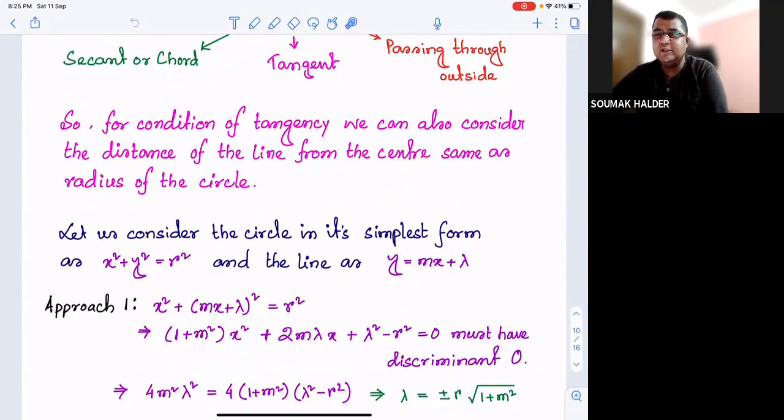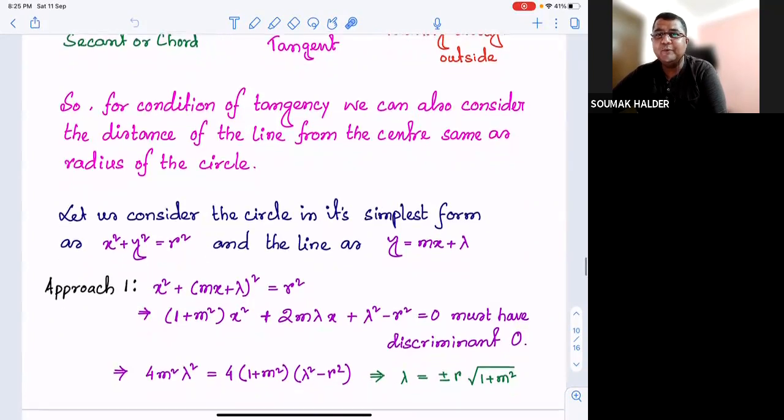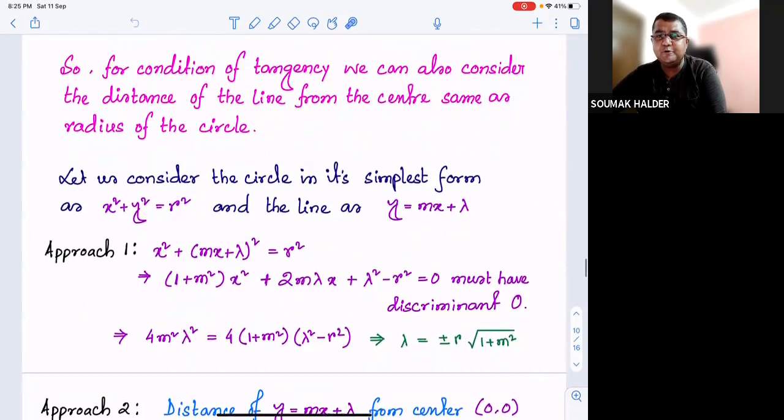So the dual condition for lambda confirms that with respect to the same slope m, we can have two possible tangents: one with constant term r into root over 1 plus m square, and the other one with negative of r into root over 1 plus m square. Is that okay?